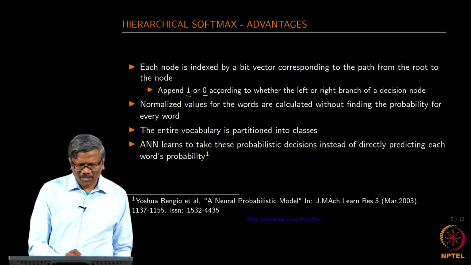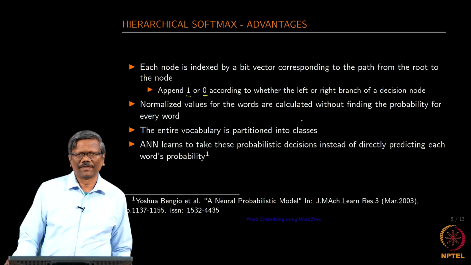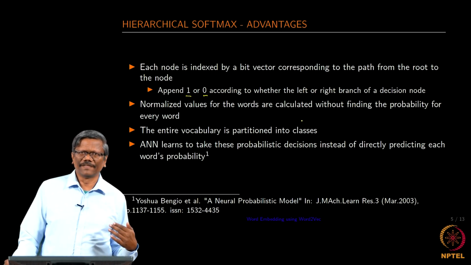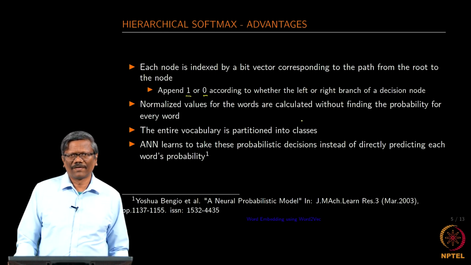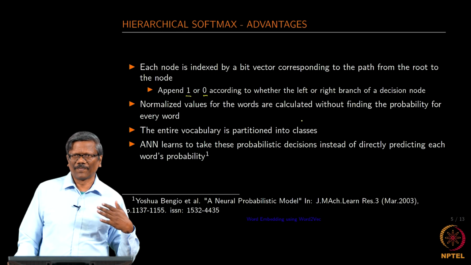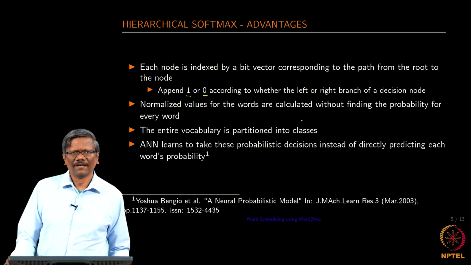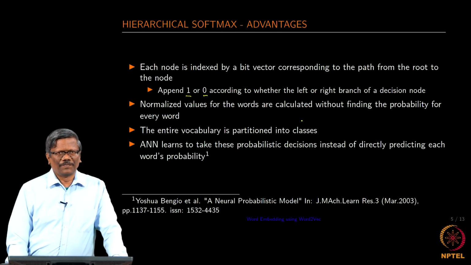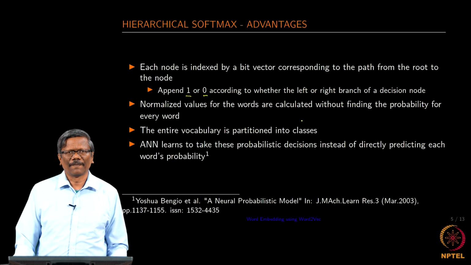Right. The normalized values are calculated without finding the probability for each word. So, instead of calculating the probability of each word using the softmax, the normalized values are calculated without having to really compute that equation 1 that I had shown earlier. It is done based on the product of all the probabilities that starts from the root node to the leaf, okay.